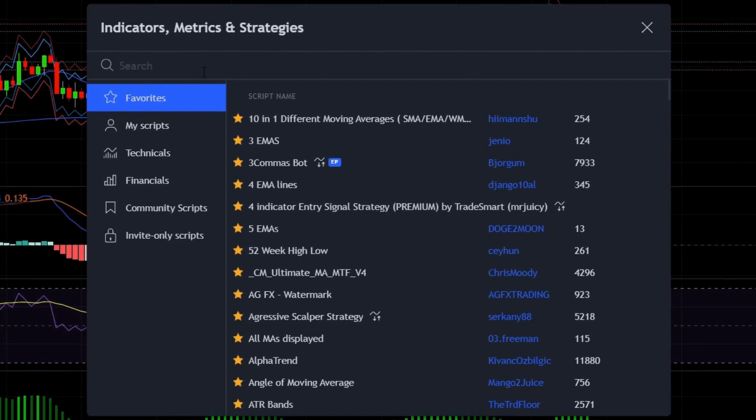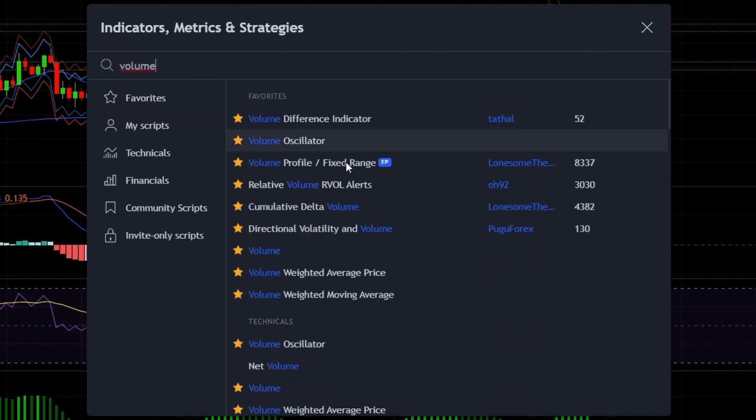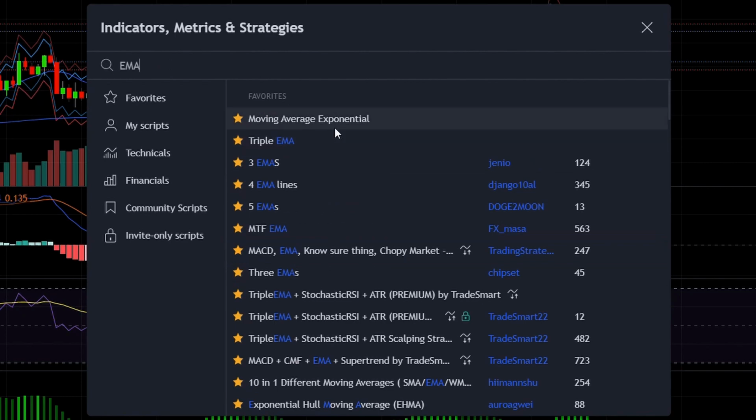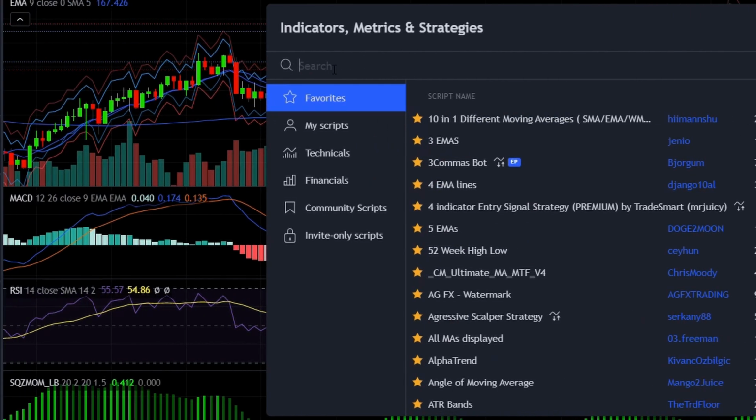Moving on, I decided to use a volume with an exponential moving average. Let's see. So add a simple volume indicator, type in EMA and add moving average exponential. With this volume indicator, I will only allow to enter into any position if the volume bar is above the volume-based EMA.